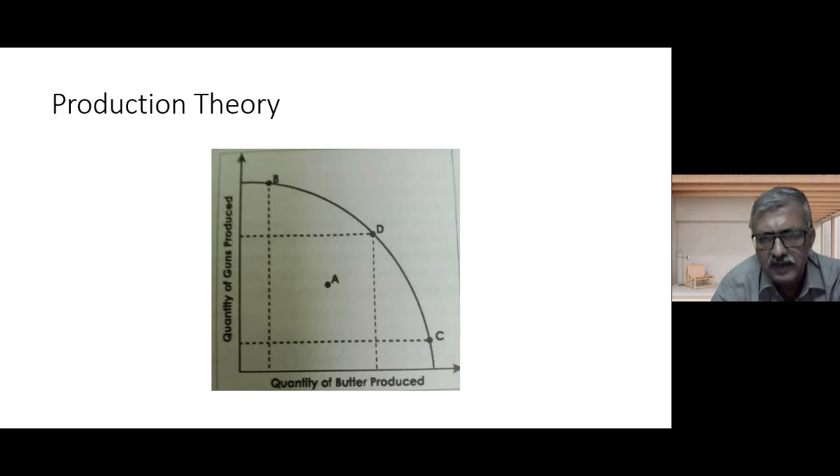Okay, now I have decided I'm not going to produce all butter. There is a need for guns in the market. So let me use all these resources only for the production of guns. I'm not engaging any of my factors of production for butter production, only for gun production. Then what will happen? I will get B quantity of guns produced.